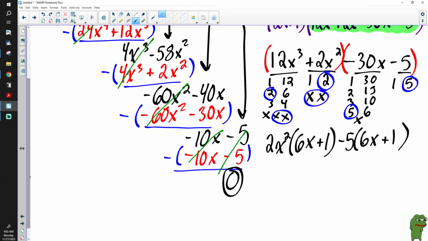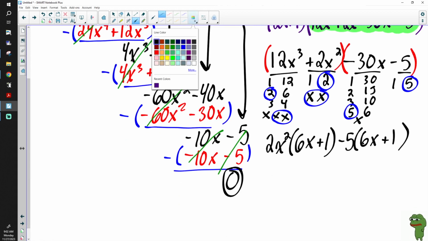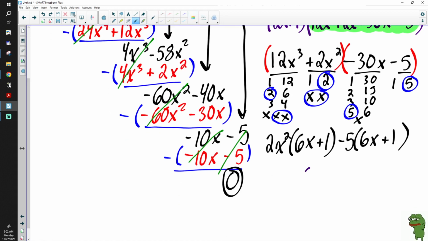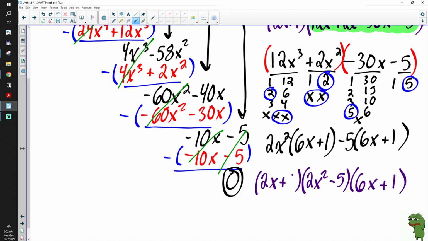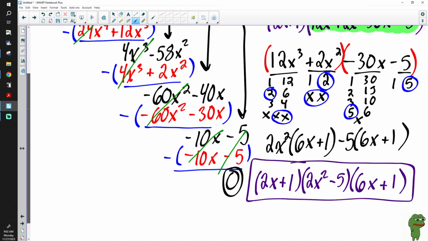Okay, so our final answer here would be parentheses 2x squared minus 5, and 6x plus 1. And what factor did we divide out in the beginning? So this is finally factored, and we are done.